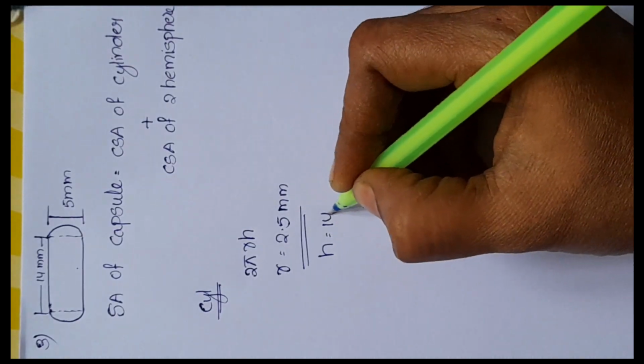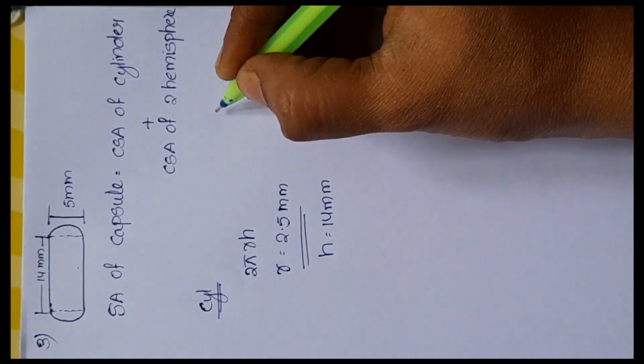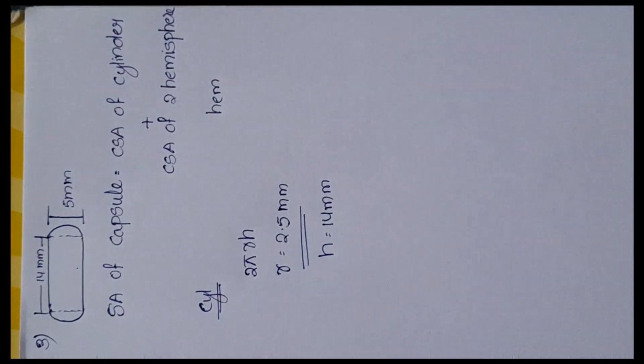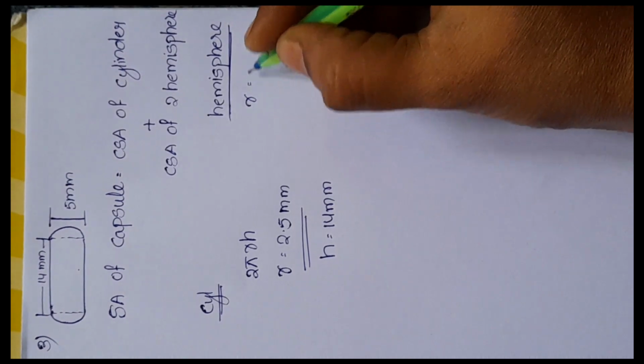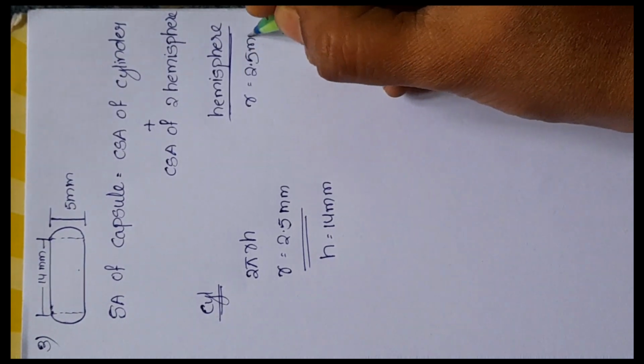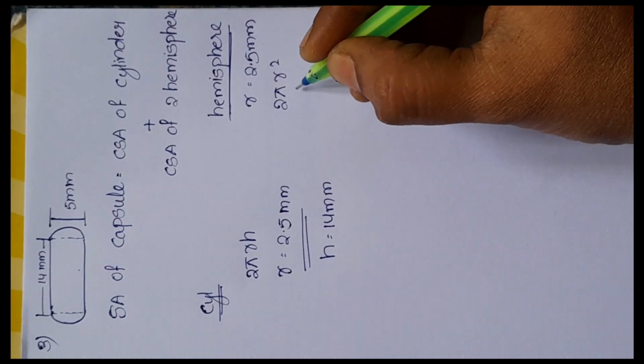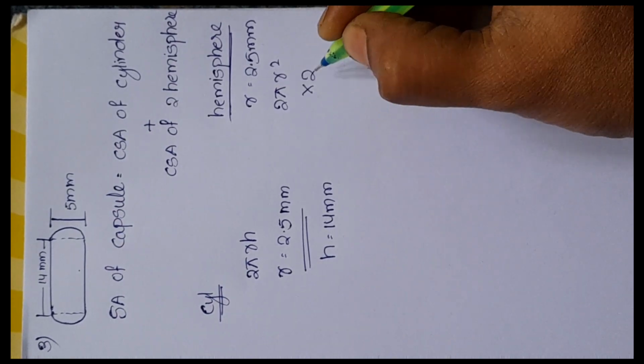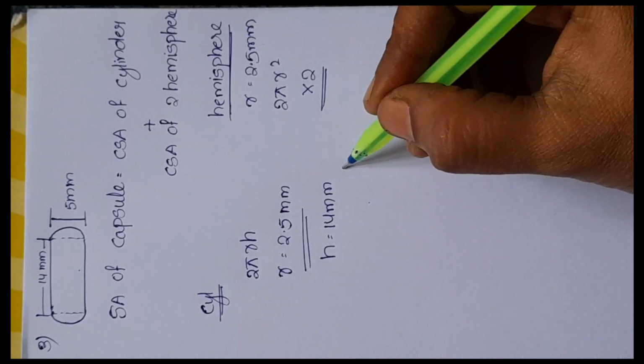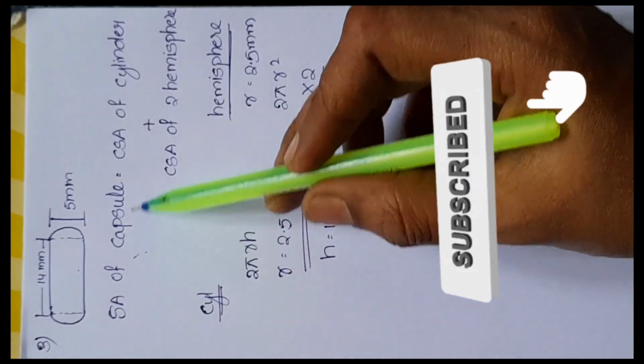And for the hemisphere part, r value becomes the same, that is 2.5 millimeter, and the formula is 2 pi r square. After getting the value, we should multiply it with 2. So by adding these two values, we get the curved surface area of the capsule.